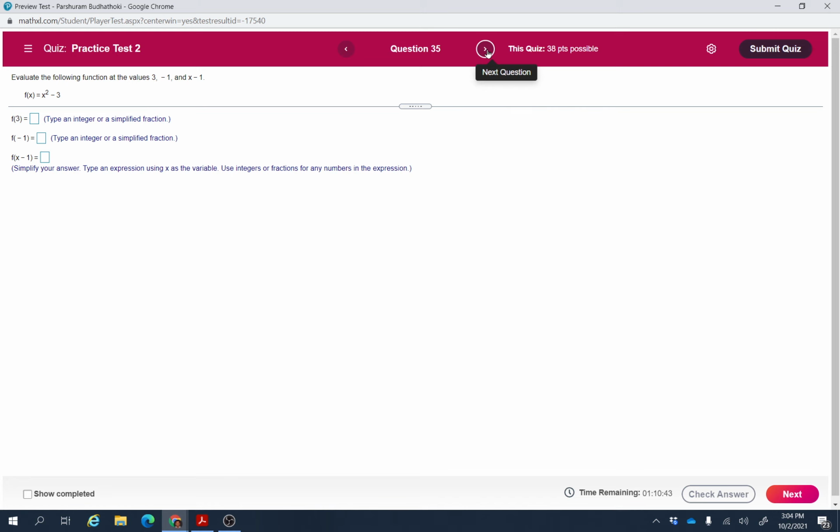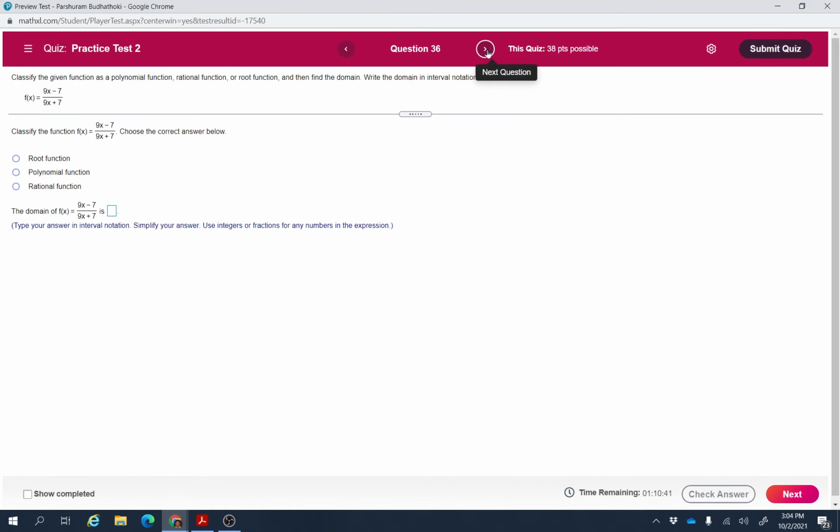Very similar question. What kind of function is this? There are three different kinds of functions we talk about: root function, polynomial function, and rational function. This is a rational function. Whenever you have a polynomial on the top and a polynomial on the bottom, that is a rational function.